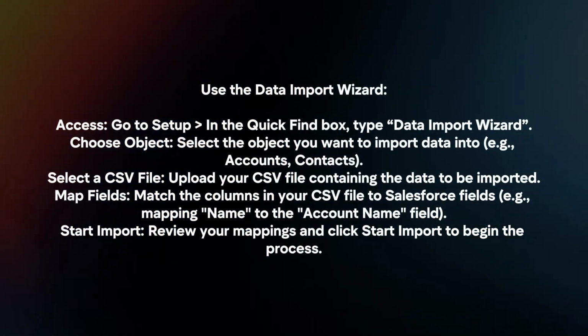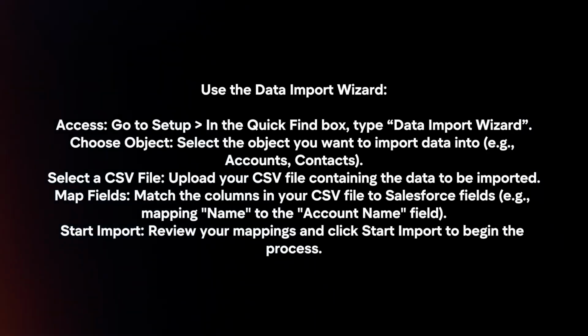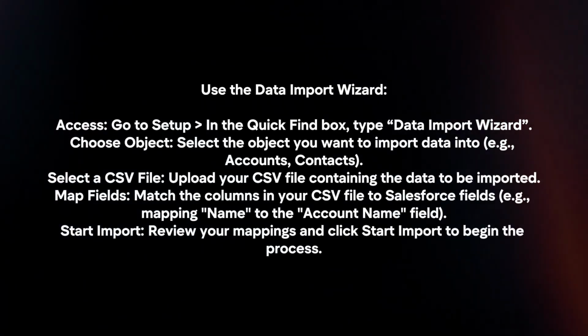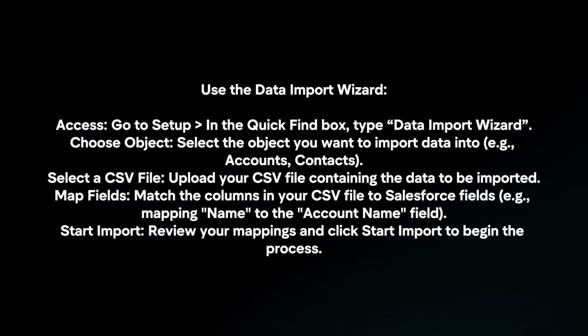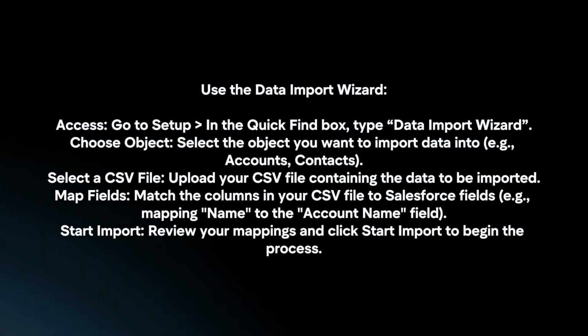Access. Go to Setup. In the Quick Find box, type Data Import Wizard. Choose Object. Select the object you want to import data into. Select a CSV file. Upload your CSV file containing the data to be imported.